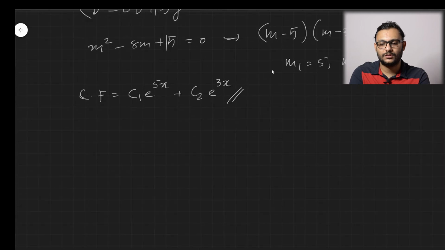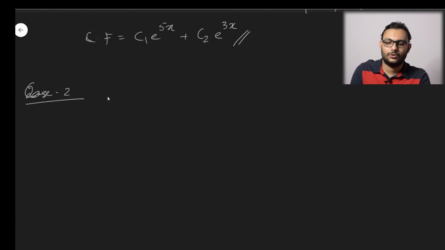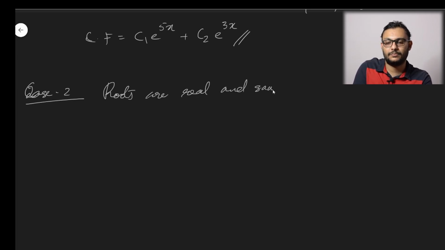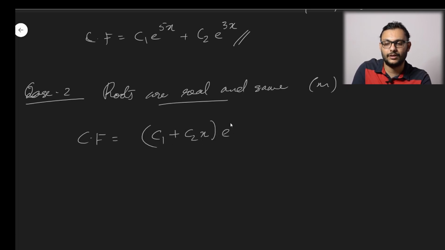Now let us move on to the second type depending upon the root, that is case 2, roots are real and same, that is repeating roots. So in this case, suppose that root is m, then the complementary function is given by (c1 plus c2x) the whole into e raised to mx.